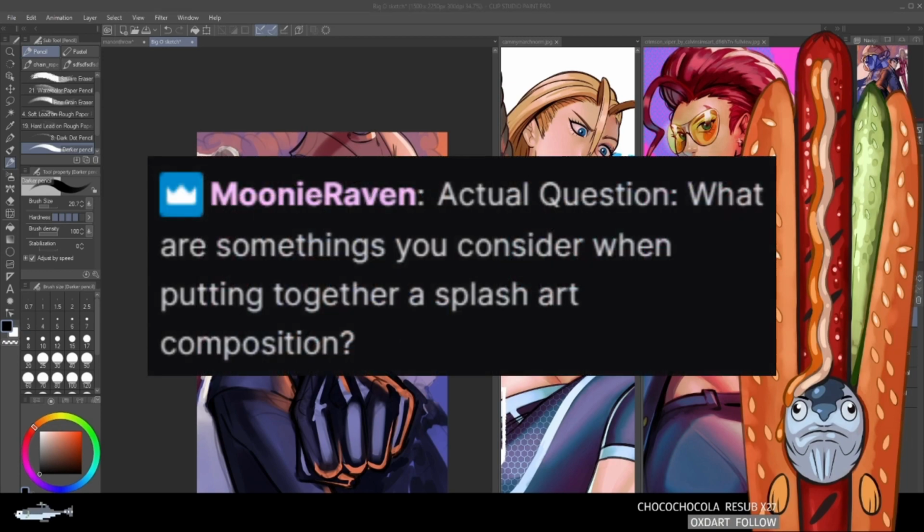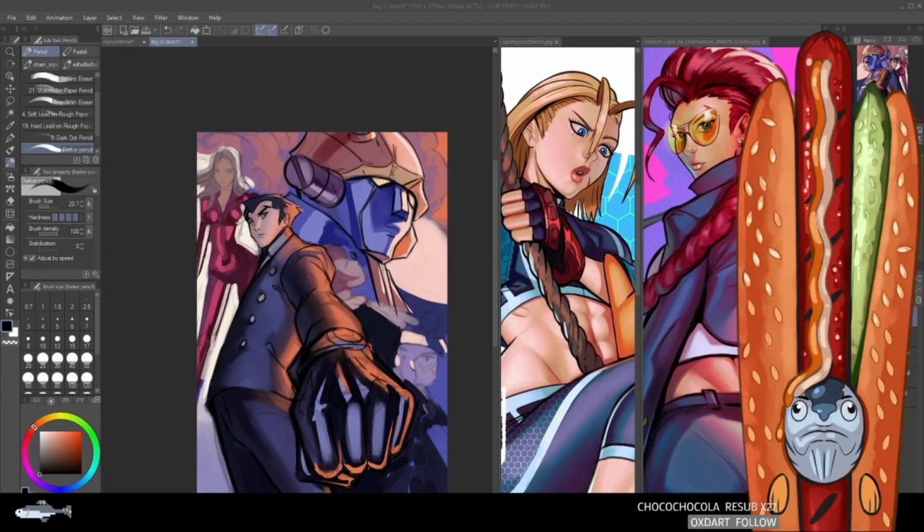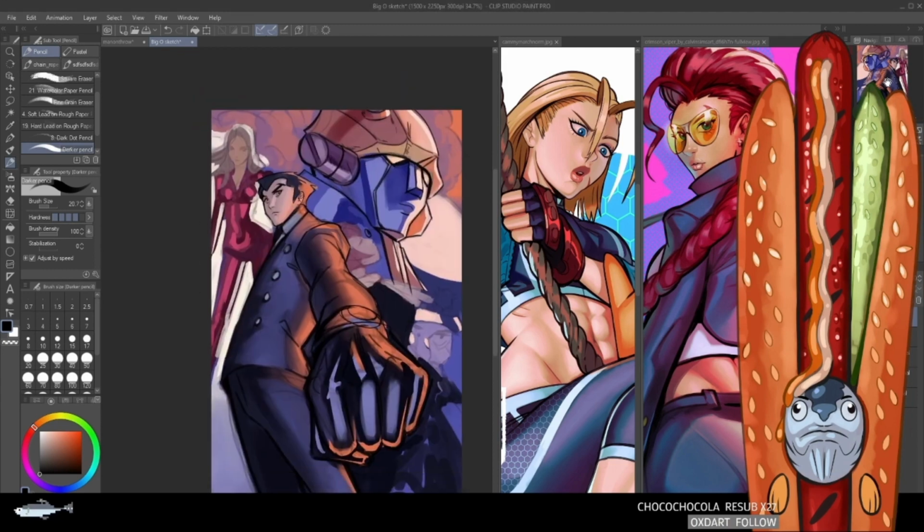Actual question, what are some things you consider when putting together a splash art composition? This one I didn't think nearly as much as I would usually do. But mainly I'm thinking about motion. The one thing that I'm very conscious about is occupying negative space. And also, I'm focusing on contrast. But I'm not talking about color contrast. I'm talking about contrast in forms.